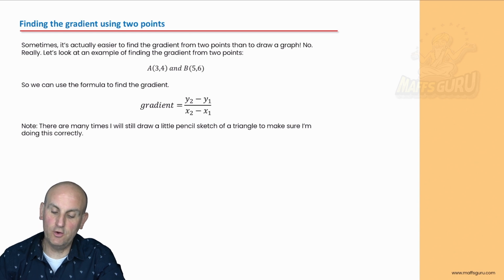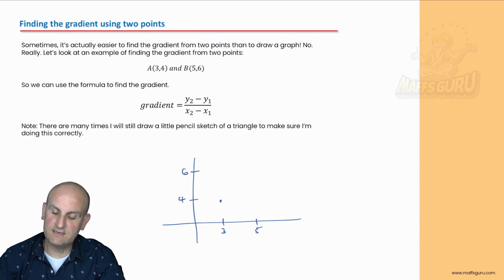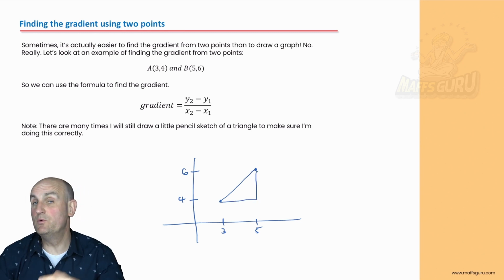Now, I could draw a little pencil sketch. Sometimes it might be quicker to do that. I know the point 3, 4 could possibly be here. The next one is 5, so there's my 5, there's my 6. A bit of a pencil sketch, join it into a triangle. Now, this is a more visual way of doing it.